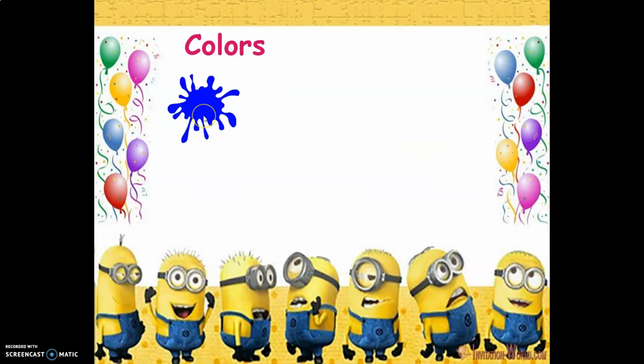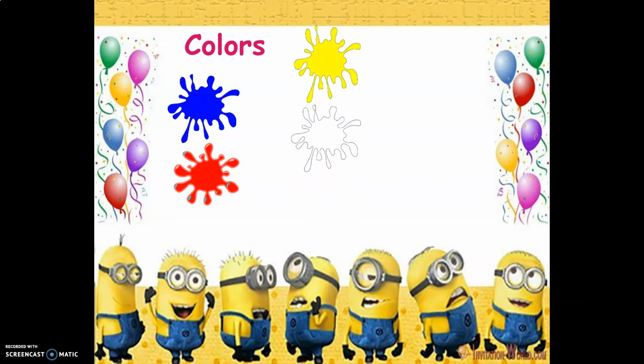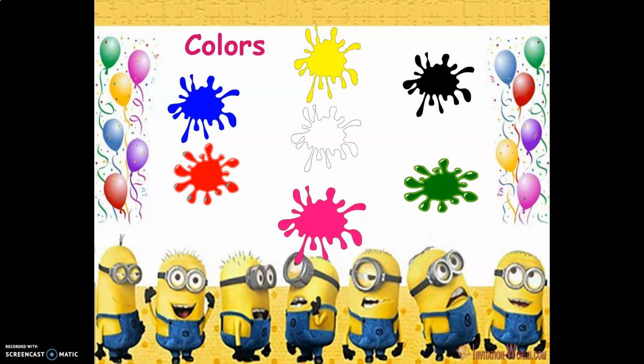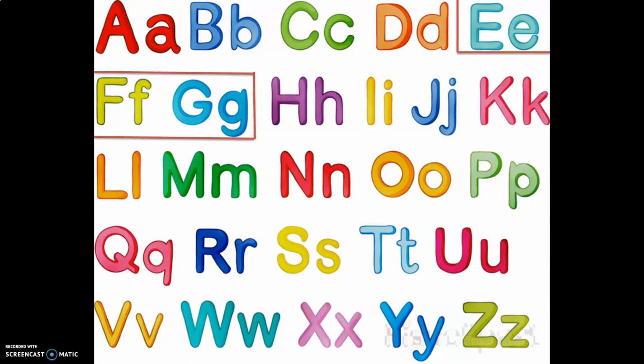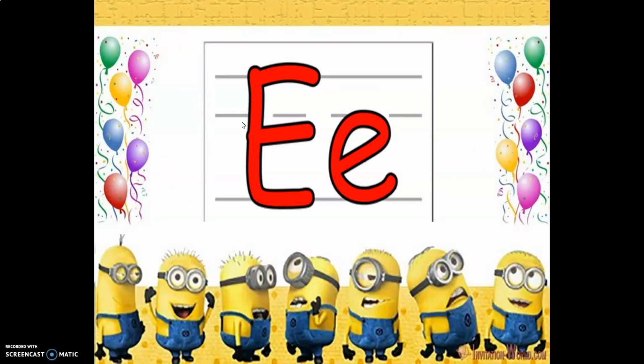Colors: blue, red, yellow, white, black, green, pink. Okay? English letters. As I told you, today we will take 3 letters. Capital E, small e. Capital F, small f. Capital G, small g. Okay?